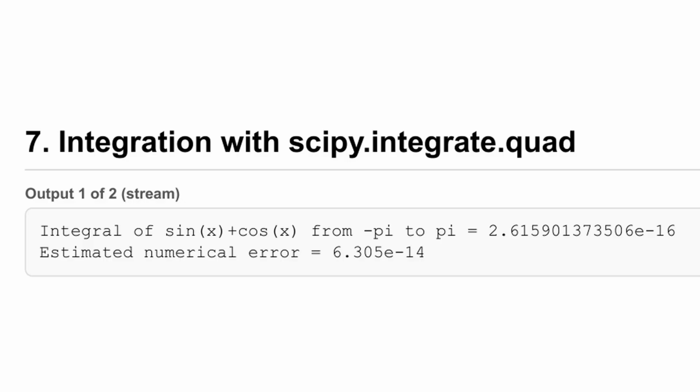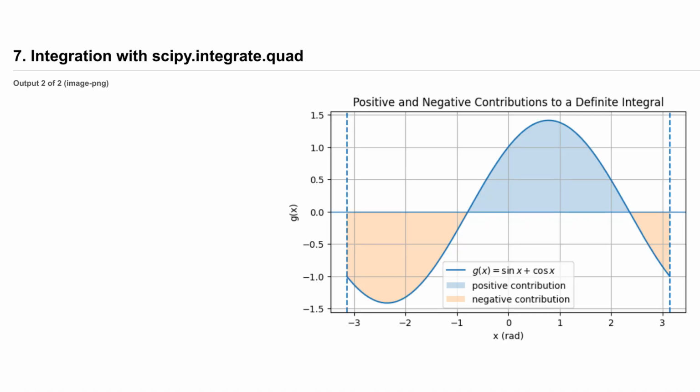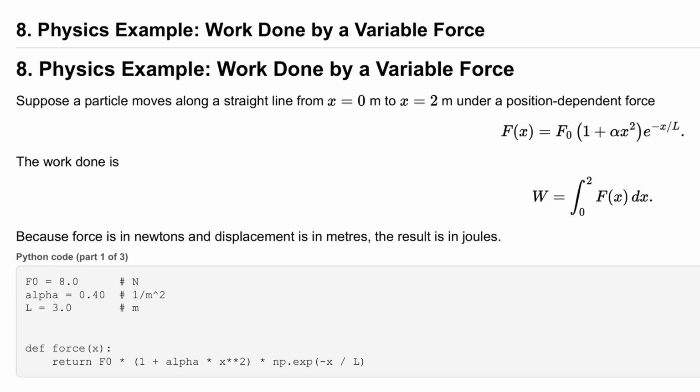The numerical output gives a value very close to 0, specifically on the order of 10 to the negative 16. The estimated numerical error is slightly larger but still tiny, confirming that the integral mathematically evaluates to 0. The plot beautifully explains this result. The positive shaded area exactly cancels out the negative shaded areas over a full period of these trigonometric functions, resulting in 0 net accumulation.